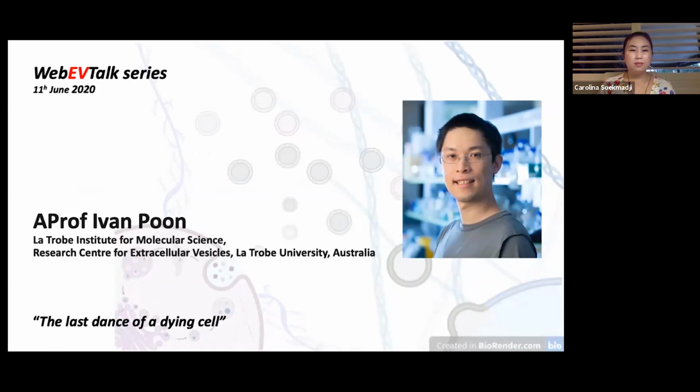Ivan completed his PhD at the John Curtin School of Medical Research at Australian National University in Canberra. He joined La Trobe University in 2009 as a postdoctoral fellow. Since then, he visited the Center for Cell Clearance at the University of Virginia as an assistant professor, and then returned to Australia to the La Trobe Institute for Molecular Science in 2014 to establish his independent laboratory.